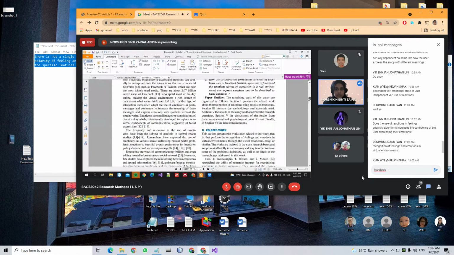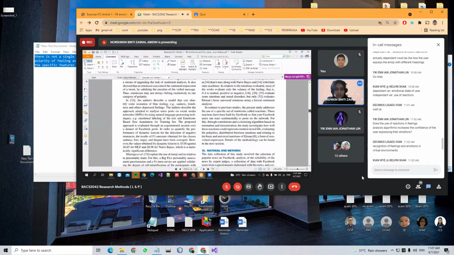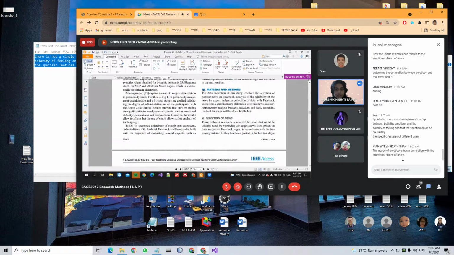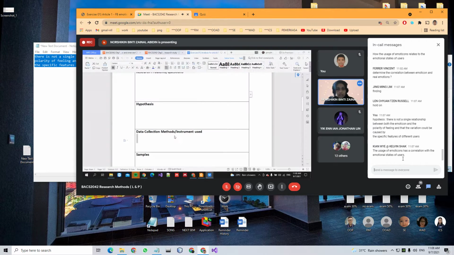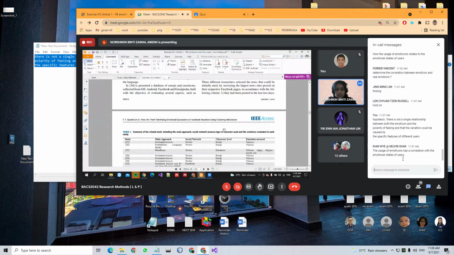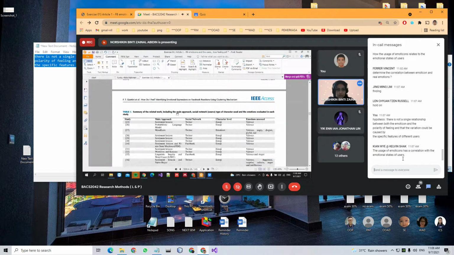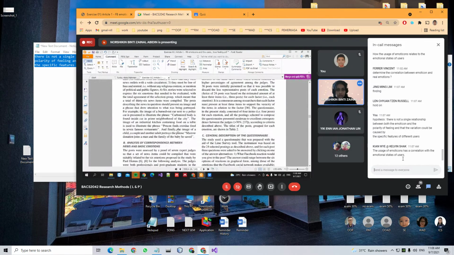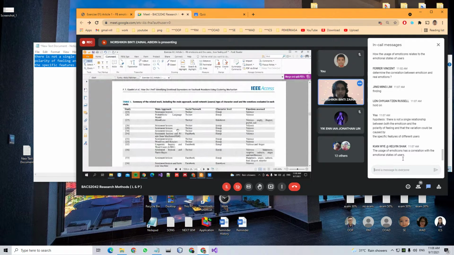Data collection. Sample is sample of data.